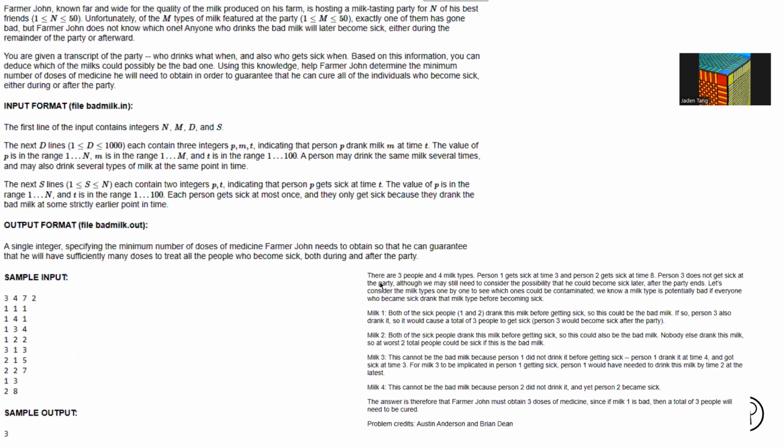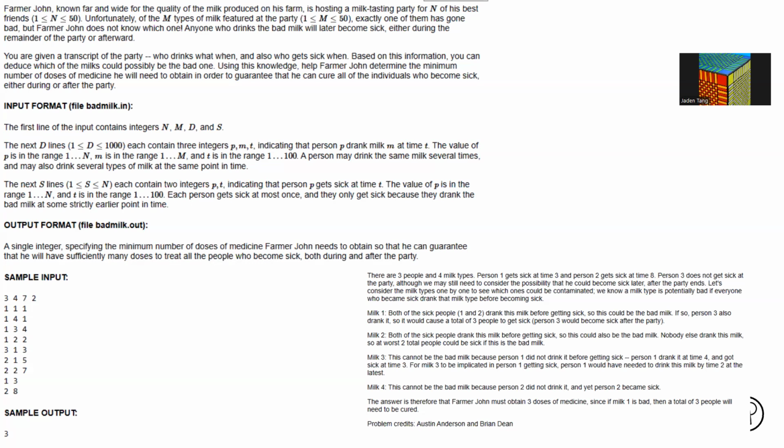So the problem is like this. Farmer John, known far and wide for the quality of the milk produced on his farm, is hosting a milk tasting party for N of his best friends, where N is between 1 and 50 inclusive. Unfortunately, of the M types of milk, where M is between 1 and 50 inclusive as well, exactly one of them has gone bad, but Farmer John does not know which one.